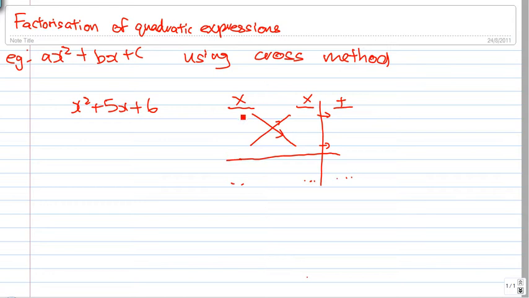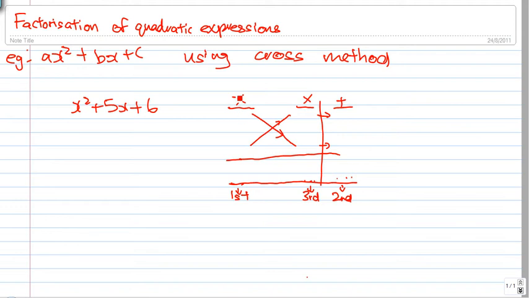So, this is the first term. This is the second term, which is 5x. Apologies, this is the third term, which is 6, and this is the second term. Let's check out how to do this.